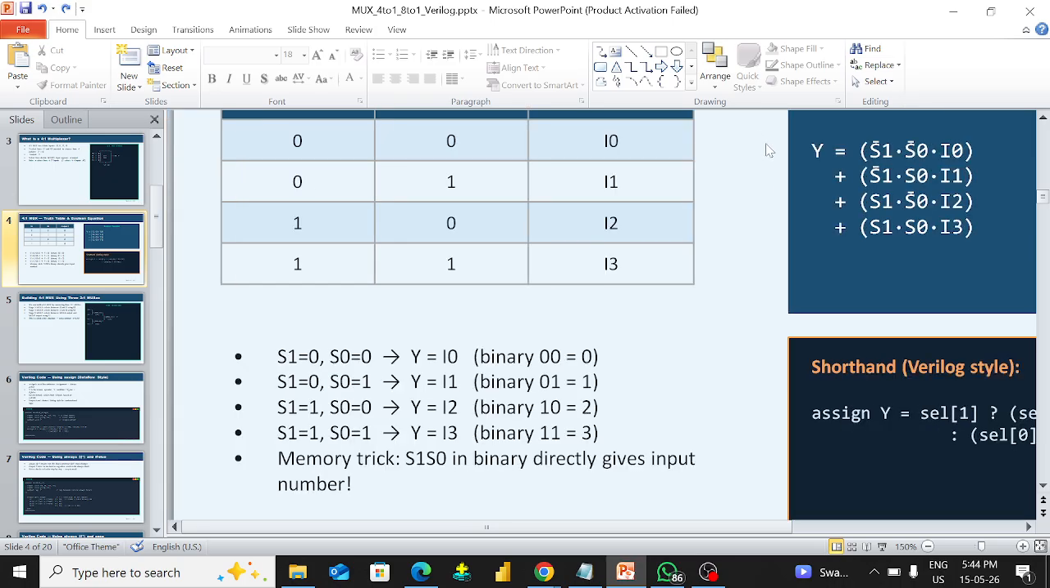S1 is 0, so the NOT operation makes it 1. Then S0 doesn't have a NOT operation, so it will remain the same as 1. Now look here, S1 is 0, so the NOT operation converts it into 1. So now S0 is 1.